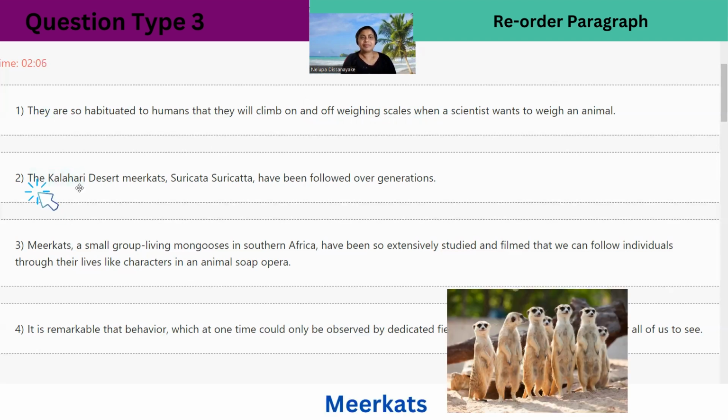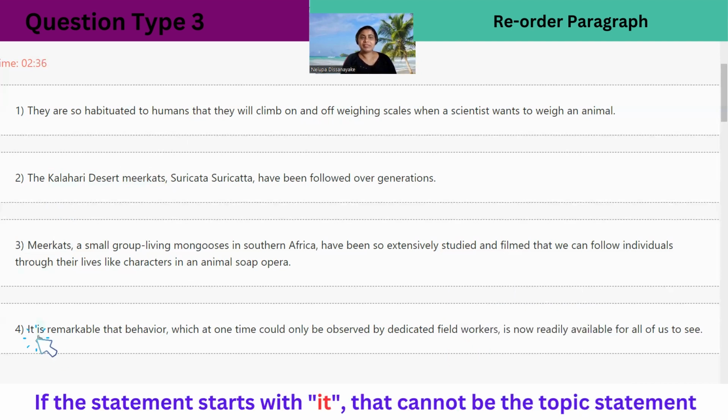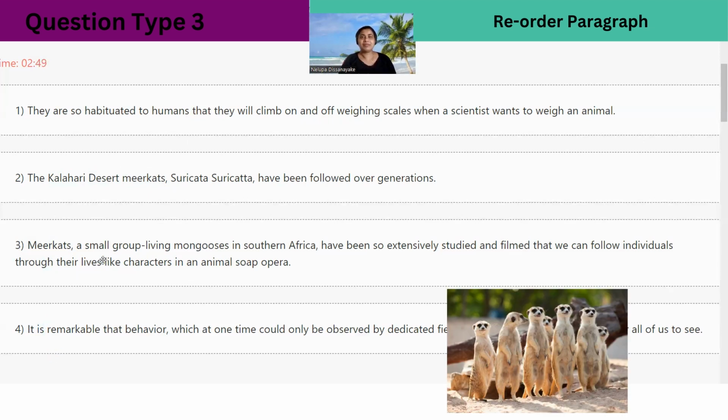It says "the meerkats." When you have the word "the," it refers to something that has been discussed already. See the fourth one also, here it started with "it." It also refers to something, which means something has already been said previously. The third sentence becomes the topic sentence. Let's see what it says.